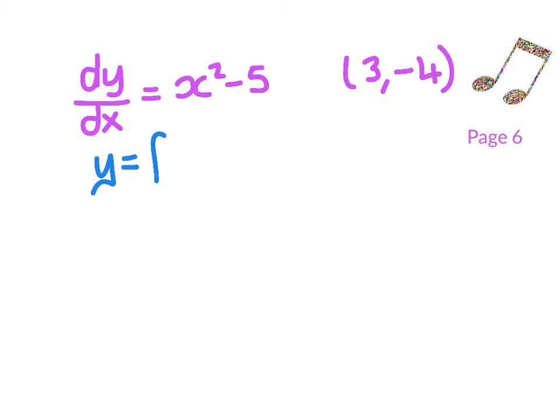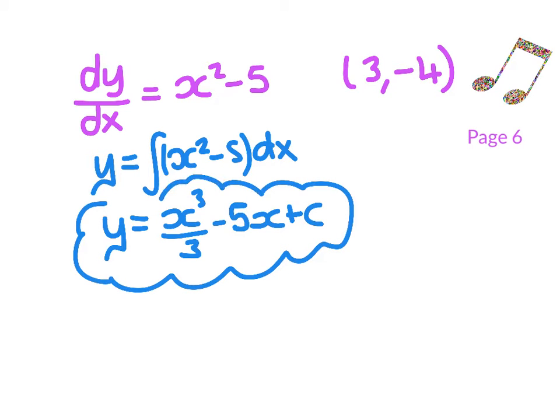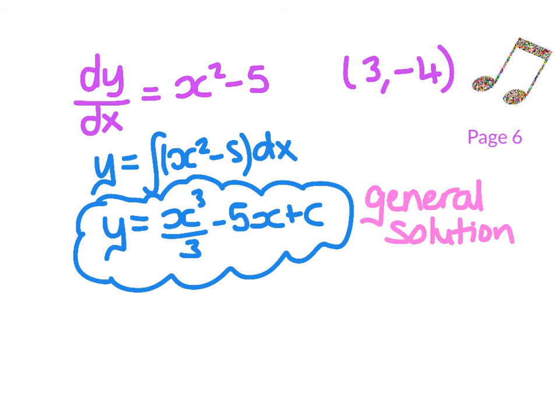So y is equal to the integral of x squared minus 5, which is x cubed over 3 minus 5x plus c. This here is the general solution. Now I know that when x is 3, y is negative 4, so I'm going to substitute those in to calculate c.